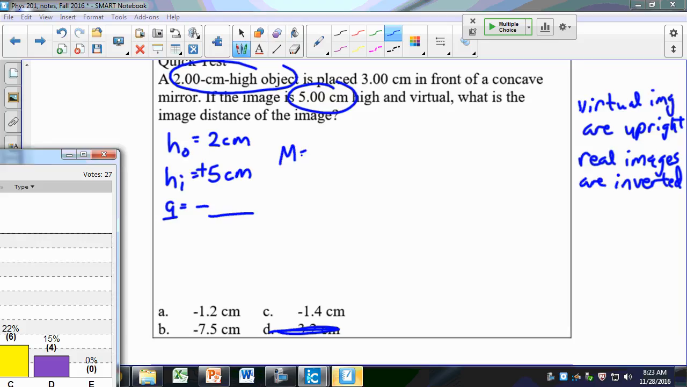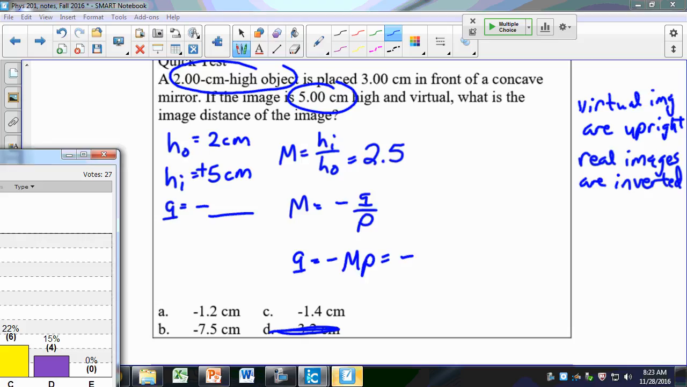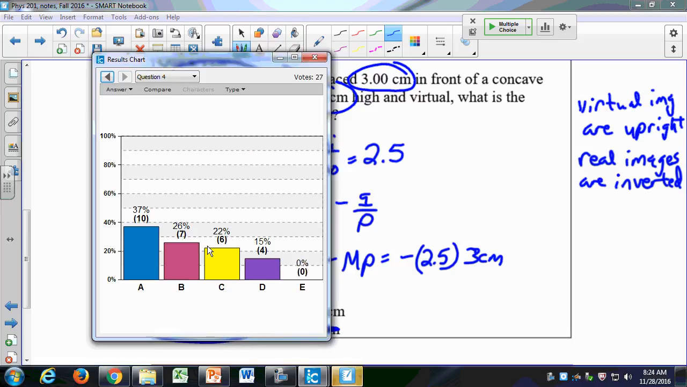I can figure out M is HI over HO. So that's going to be 5 over 2, or 2.5. This mirror has a magnification of 2.5. And then I want to know the image distance. I also know that M is negative Q divided by P. Q then is negative M times P, which is negative 2.5 times P, which was given right here, 3 centimeters. 2.5 times 3 is 7.5. So B there is the right answer.